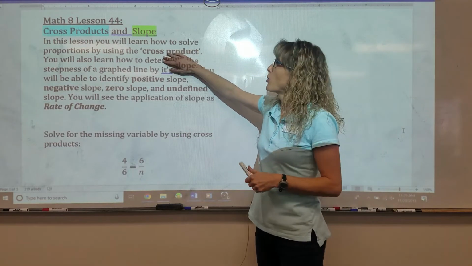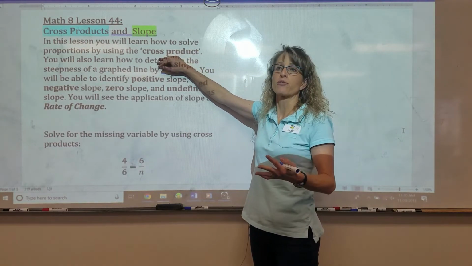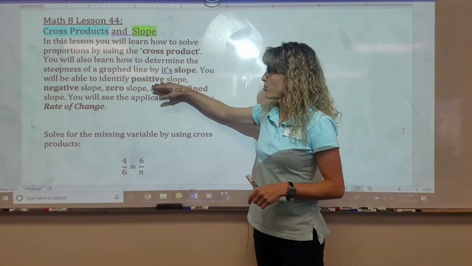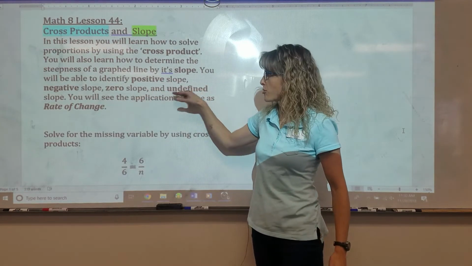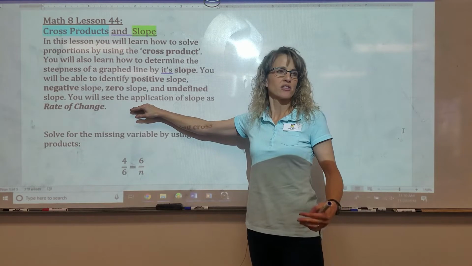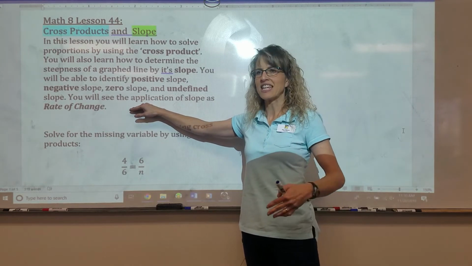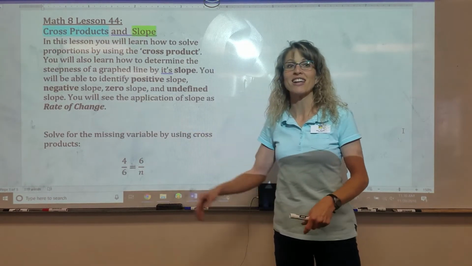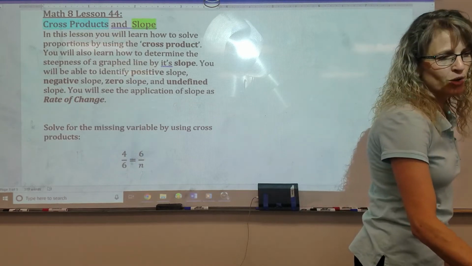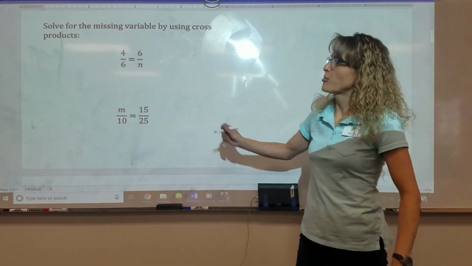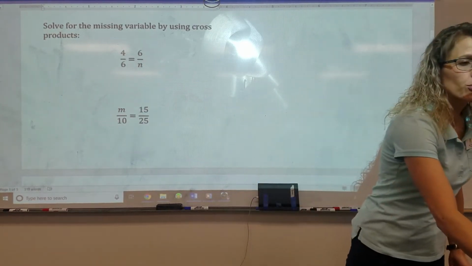Cross products and slope. We're going to do some quick proportions while we solve for a missing number. We're going to talk about slope: positive slope, negative slope, zero slope, undefined slope, and importantly, how slope has relevancy in the context of a story problem with rate of change. So quickly, our cross products help us find a missing number in a proportion.